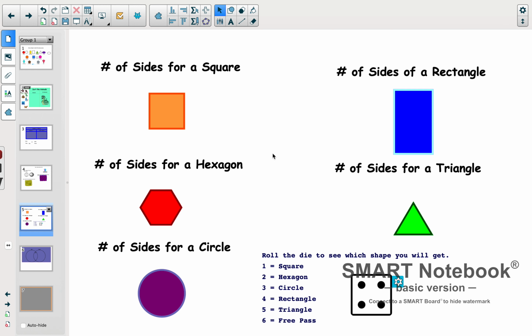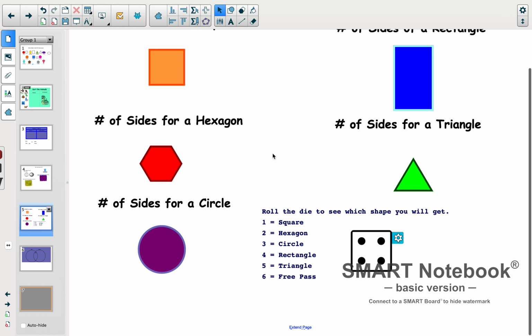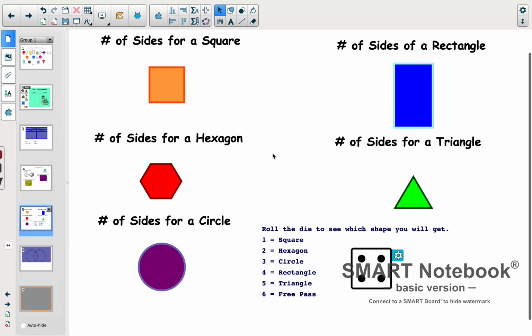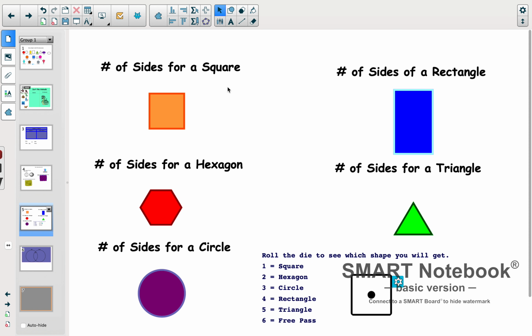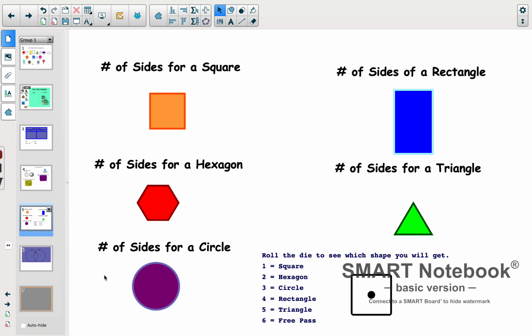For slide 5, we have a little bit of a game where the students can roll the dice, and over here is what each number stands for. So number 6 would be a free pass, and they got number 1, so they would have to do this square. So they would have to say how many sides are on a square. It's 4, and then they can move the shape to reveal the correct answer. And the same goes for the rest of these. They can move the shape to find the correct answer hidden behind.